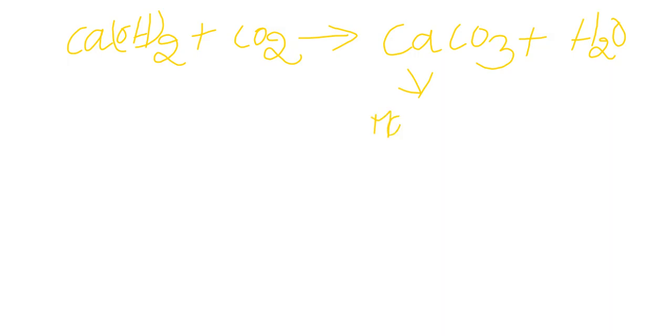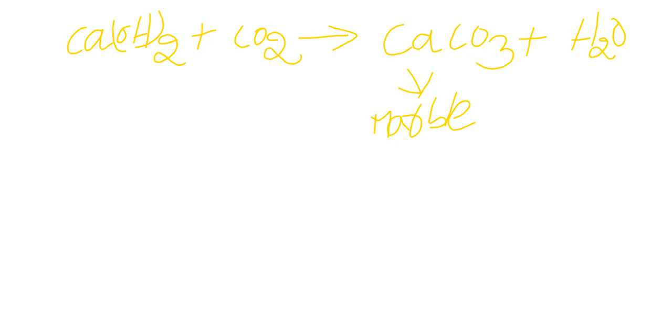Marble is calcium carbonate. Ca means calcium, CO3 means carbonate. So this is calcium carbonate. What is the chemical formula of marble? What is the chemical formula of calcium carbonate? CaCO3.